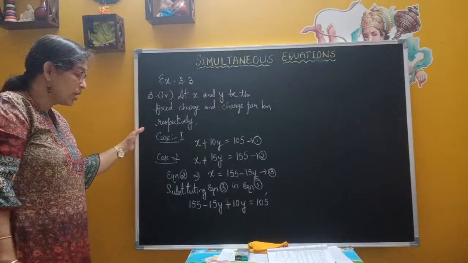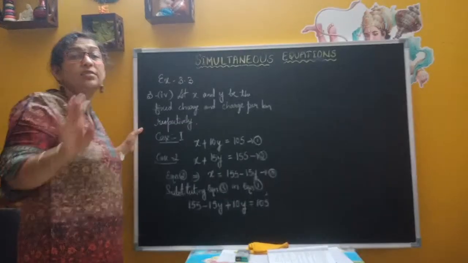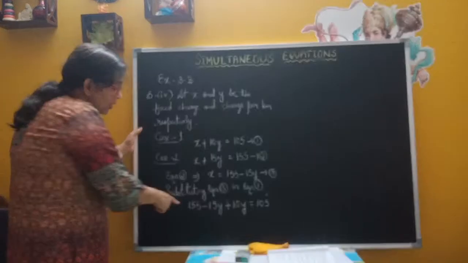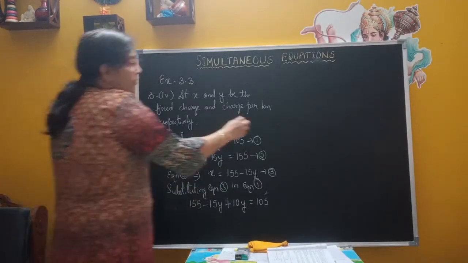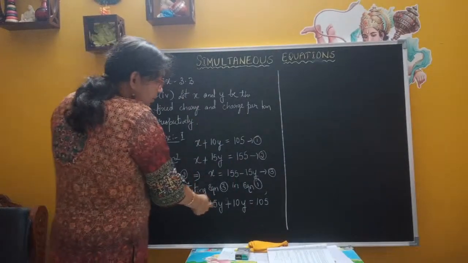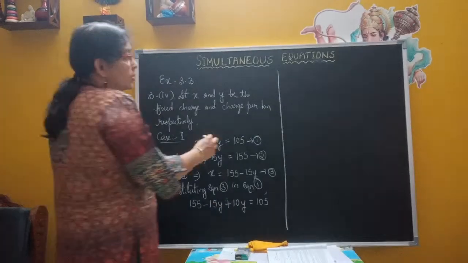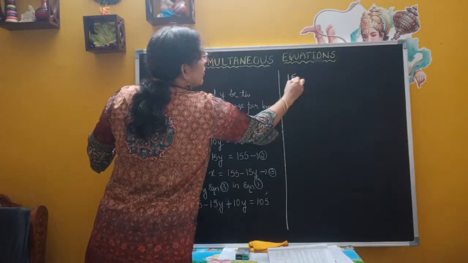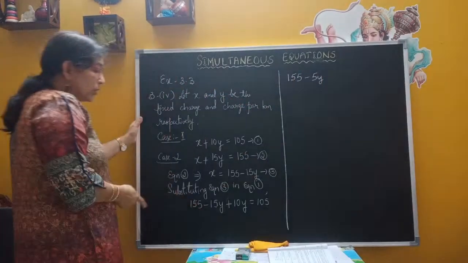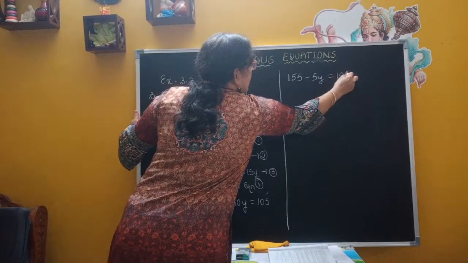Simplify this equation and we have a single variable here. If it is a single variable, it is always easy to solve. That means we get a linear equation in one variable. You know how to solve it. Let us simplify now. So 155, it is 155 minus 15 plus 10, which is equal to minus 5. So 155 minus 5y is equal to 105.